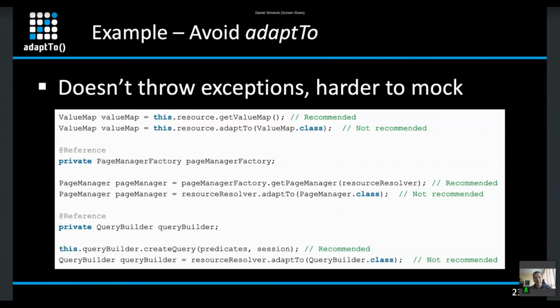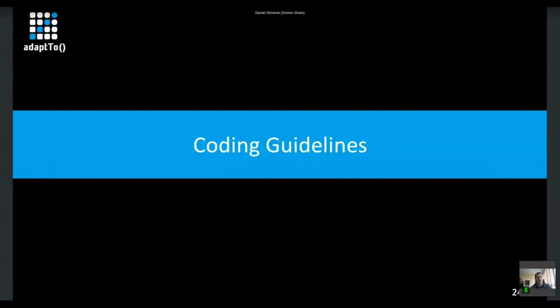So let's look at a PageManager example here on this slide. You could get a PageManager instance by adapting the resource resolver. That's one way, but that's not what I would recommend. I would actually recommend to use the PageManagerFactory instead. It is an OSGi service, and I already said that OSGi services are much easier to mock and to test. So yeah, one of these best practices is also to avoid adaptTo.